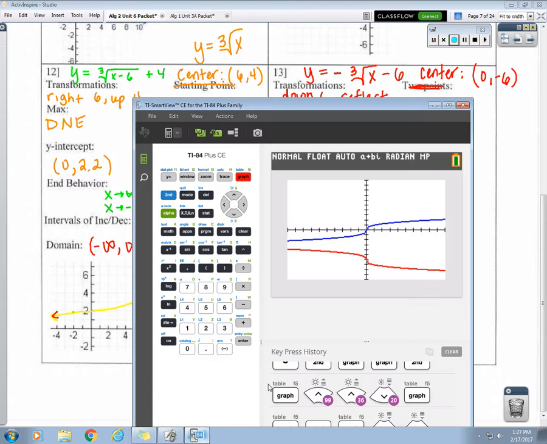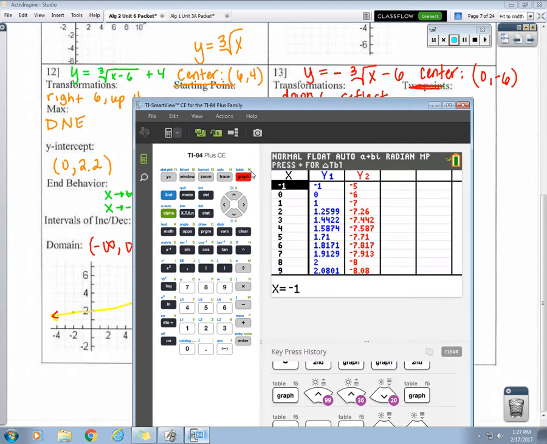Is it going to hit the x-axis? Yes, but way over here in the negatives, right? So you have to go to your table. You know it's way back in the negatives. And we're looking for what? Which one? Red. So where the y becomes 0 in the red.